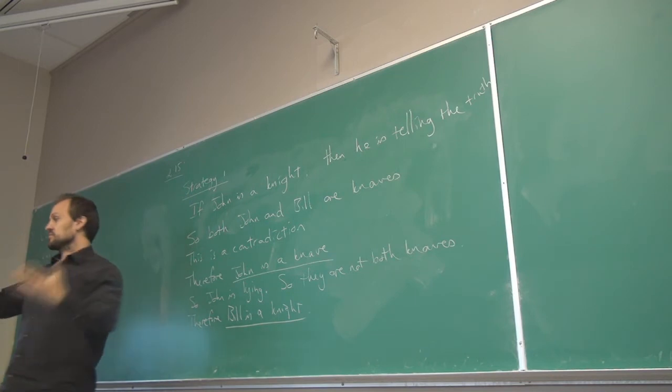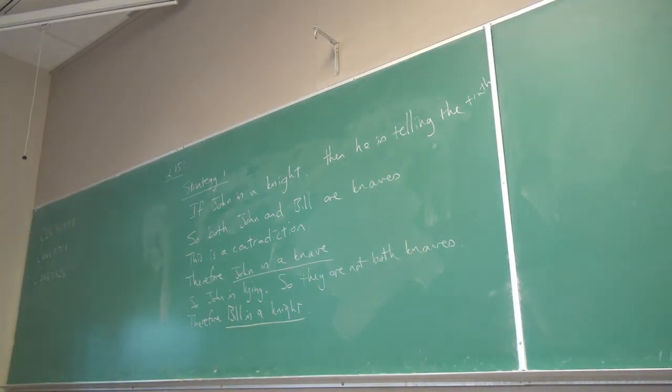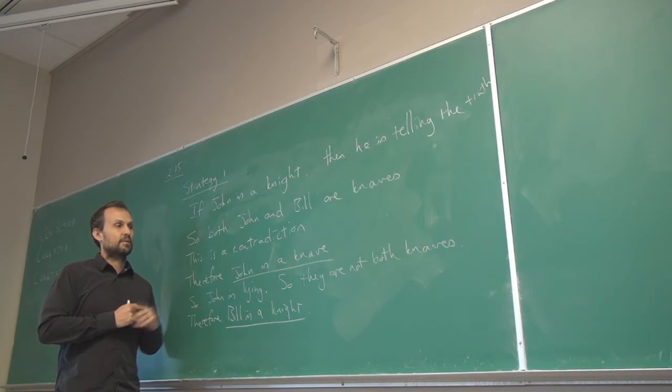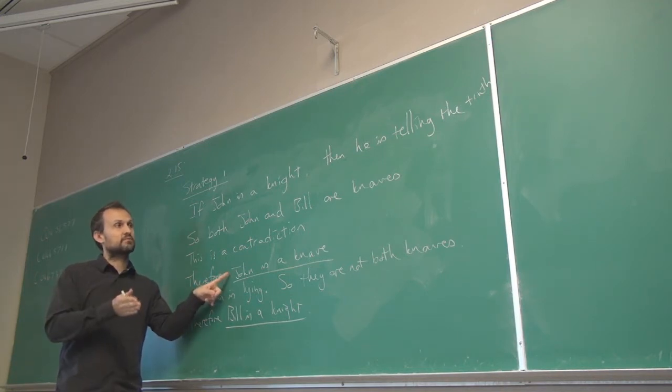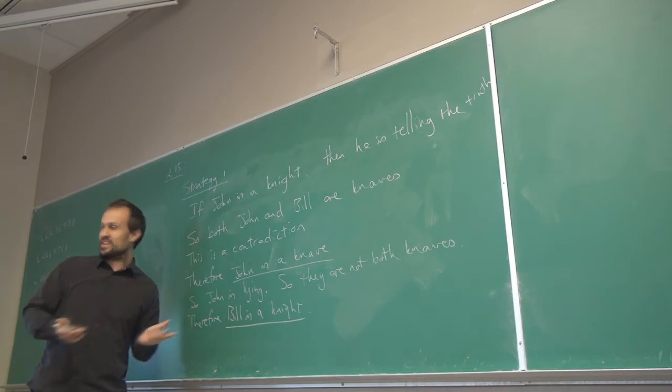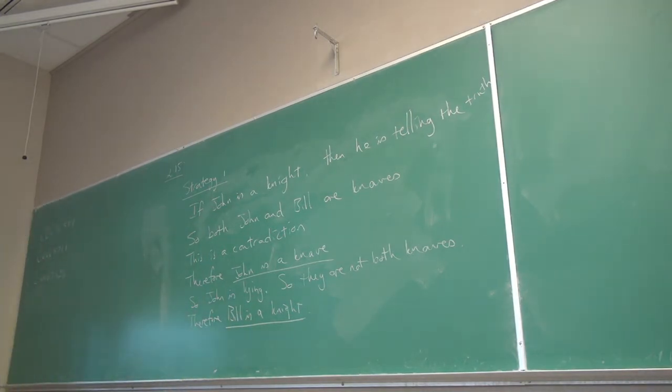So now we have extra information. Now we know he's a knave, so anything he says is a lie. Now let's look again at what he says. He says we're both knaves. That's a lie. He's a knave, that's a fact. We've gotten to this point. They're not both knaves, therefore Bill is a knight. Tricky. That's why we're doing it. It's nice. It's just challenging enough.